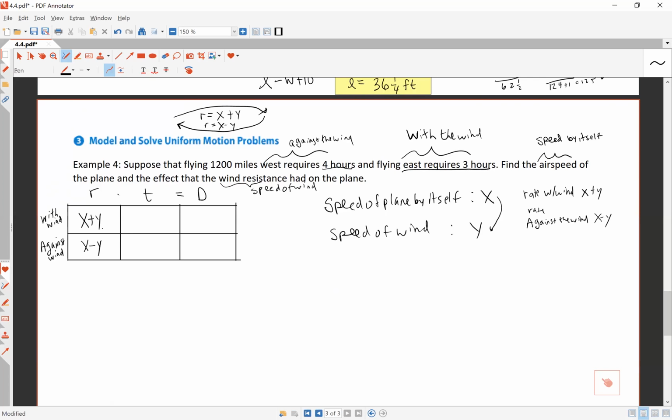Now we remember that when we went west, which was against the wind, it took us more time, 4 hours. And when we went with the wind, it required 3 hours to go a total distance of 1,200 miles. We went 1,200 miles in both directions. So we use the formula rate times time equals distance. Rate times time equals distance.